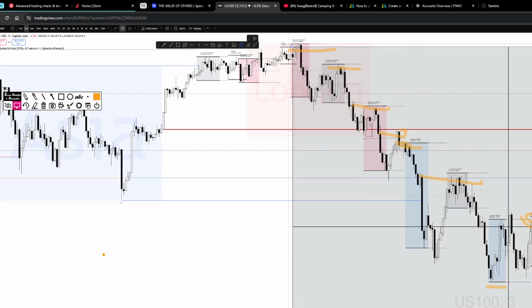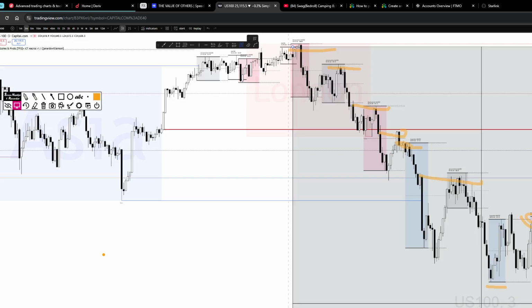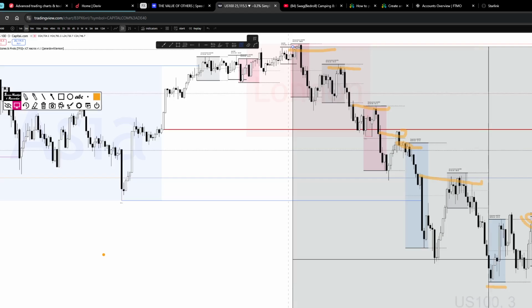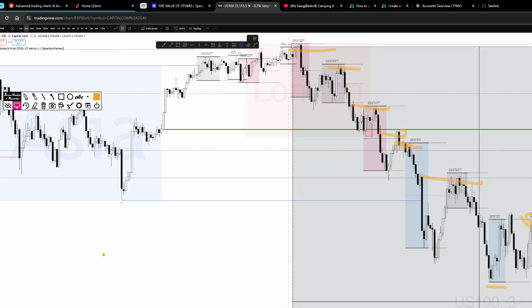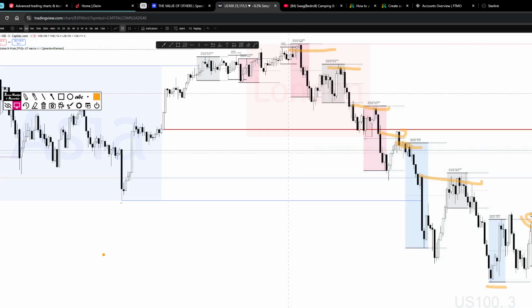This is to the low of the day. So we had over 630 points going up, and then almost this going down, and then almost the same going back to the upside. So this would have been 500 back to the upside. Quite a large range there.